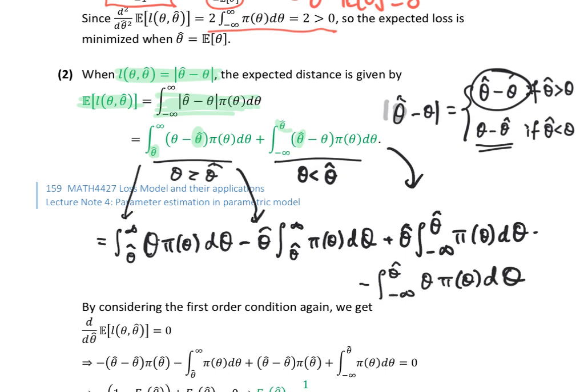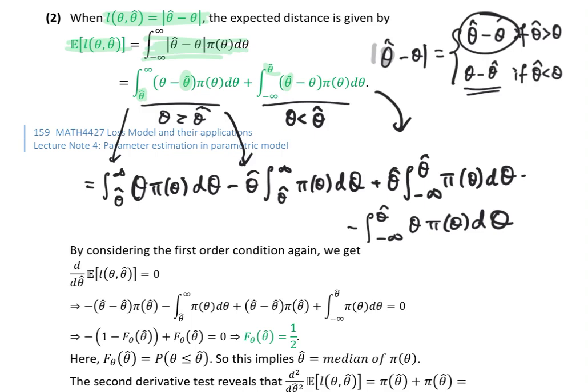Then next, given this, we will try to differentiate this function with respect to theta hat. For the first integral, because you only have theta hat in the lower bound, this will be equal to minus theta hat pi theta hat. You just substitute theta hat into the integral, but because theta hat is at the lower bound, you have the minus sign in front of it. Fundamental theorem of calculus.